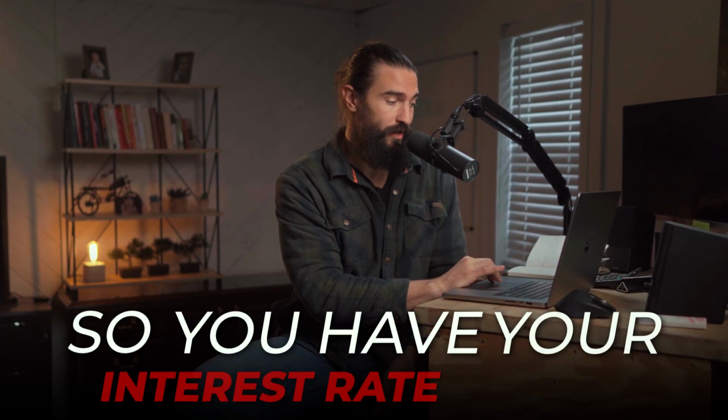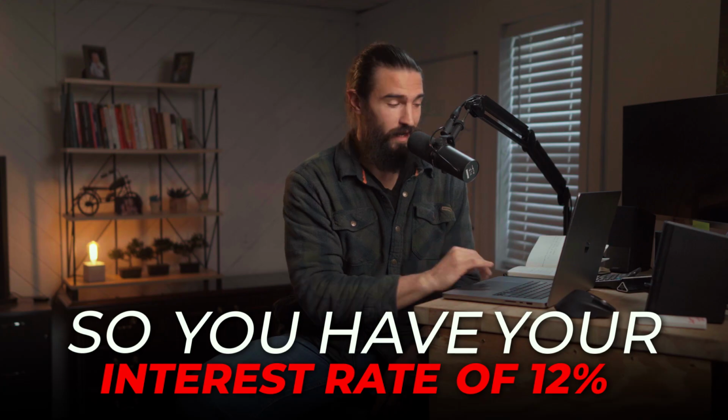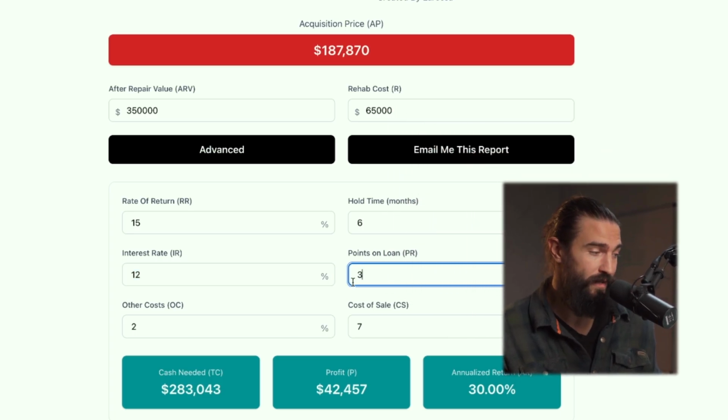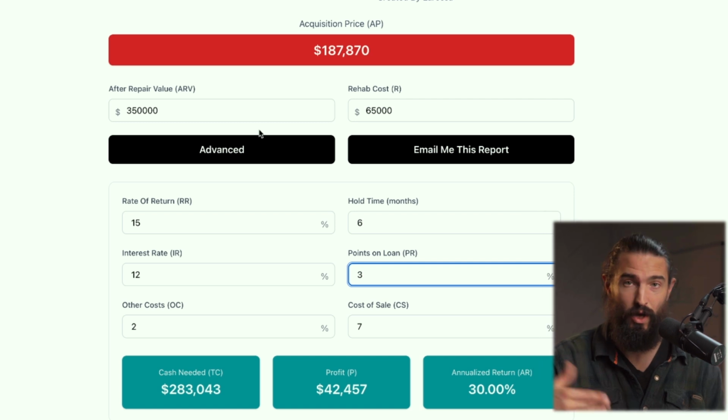Most of you are going to get loans to cover the cash. So you have your interest rate of 12%. That's standard for a hard money loan. And points up front might be 3 or 4 points. That's going to affect your total offer price.